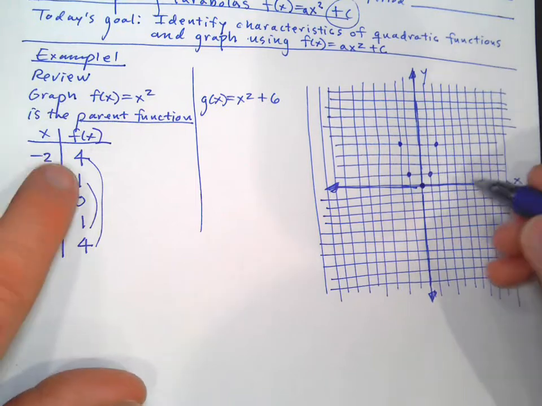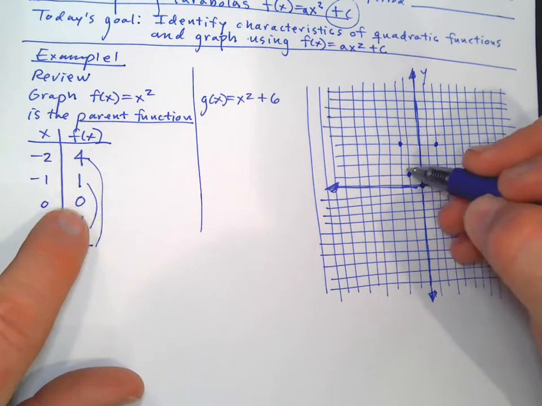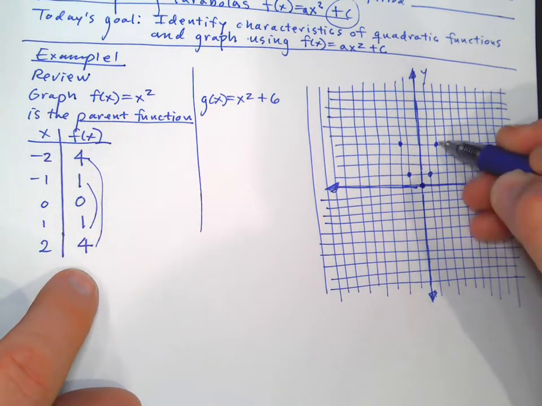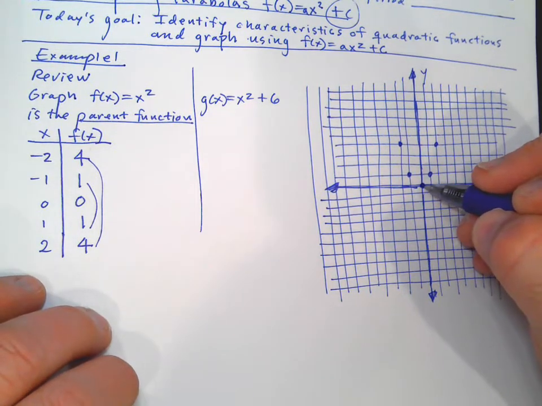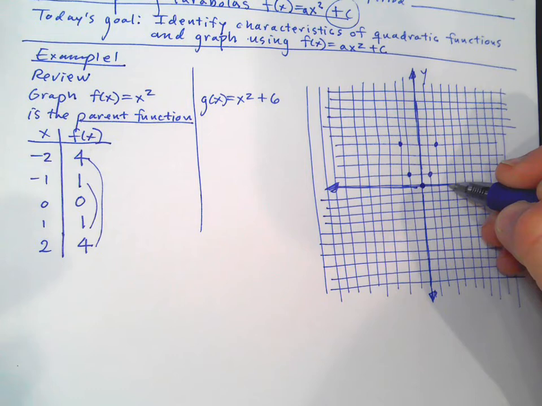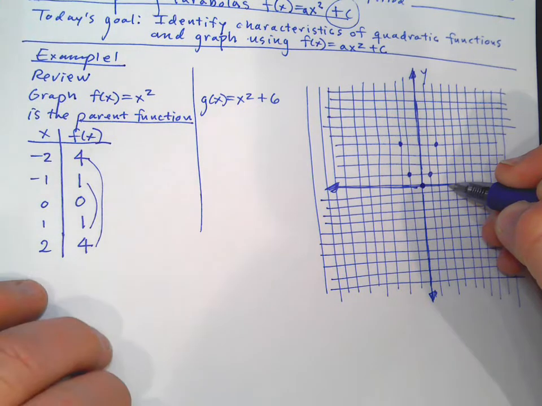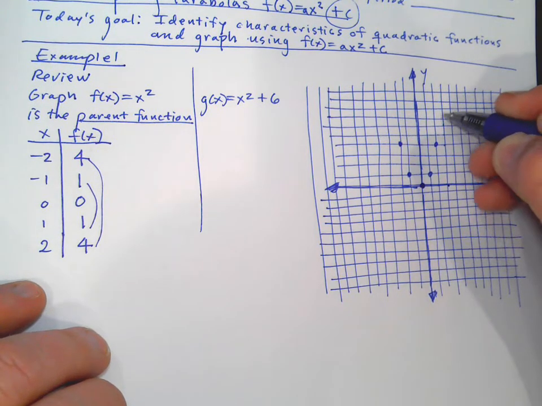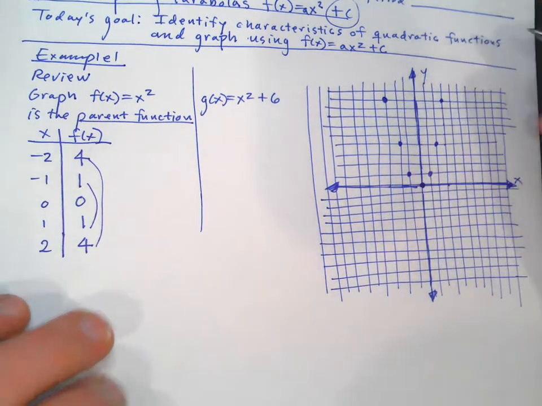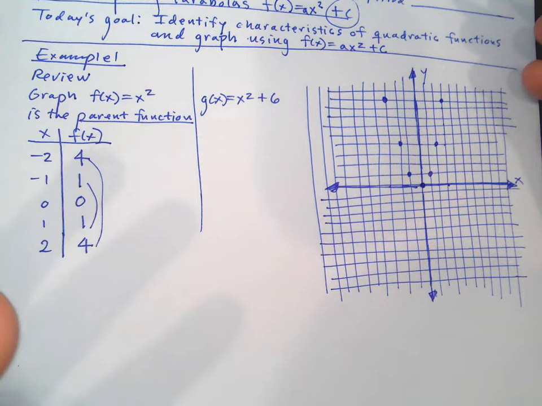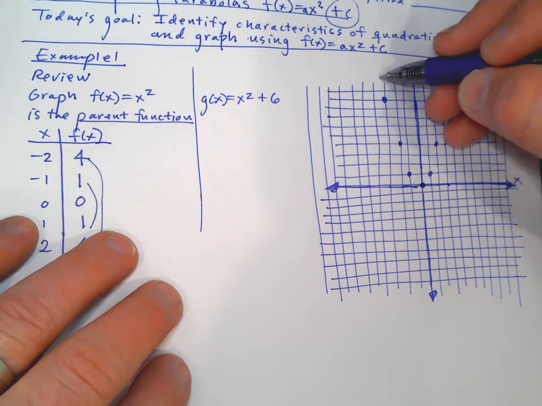And if you look at these points, (-2, 4), (-1, 1), (0, 0), (1, 1), (2, 4), it's all the same dots. In fact, I could go over real quick again. Over 3, up, what do you think it's going to be? What's 3 squared? 9. 4, 5, 6, 7, 8, 9. Over 3, up 9. Left to right, you go up the number squared.